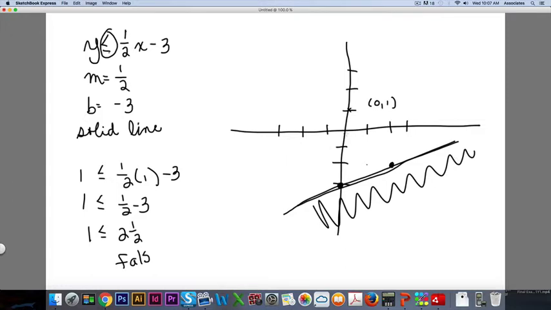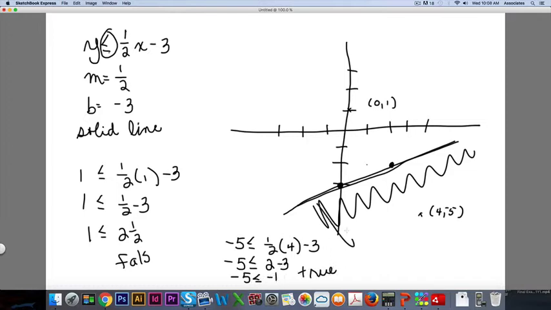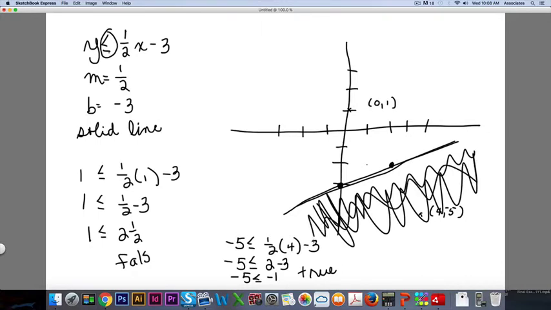Now let's see if that really would work. Let's pick a point that's not on the line. Let's pick the point 4, -5. That would be someplace down here. Let's see if that made it true. So y is -5. Is that less than or equal to 1/2 times 4 minus 3? Well, half of 4 is 2, minus 3. Is -5 less than or equal to -1? That's true. That's why it's also this side. It's everything down here, and it's an infinite number of points. The boundary line is solid. So pause the video if you need a little bit of time.